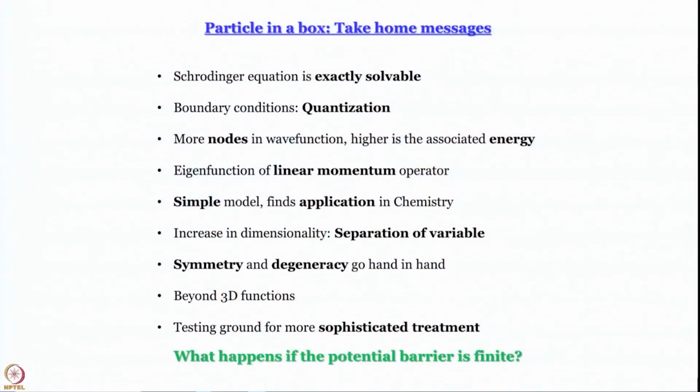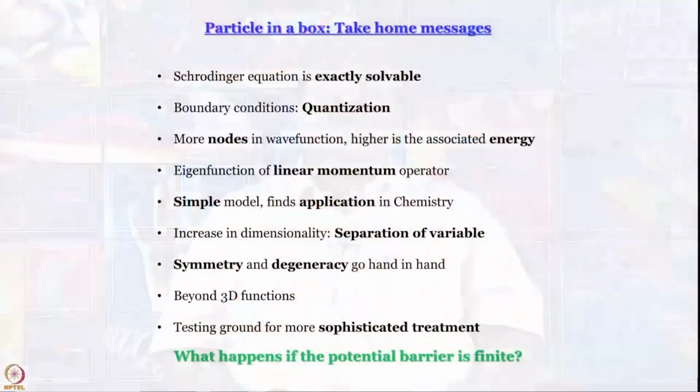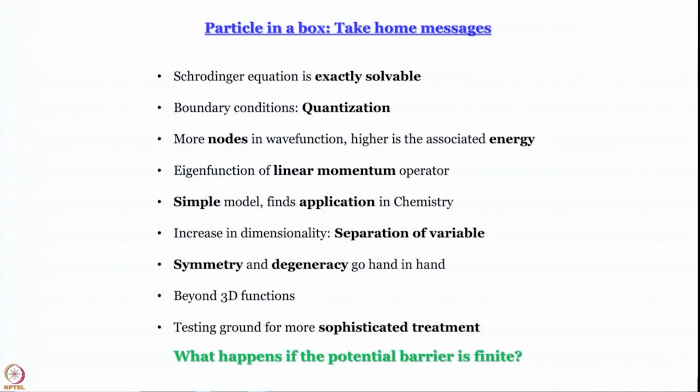Then we have talked a little bit about the eigenfunction of the linear momentum operator. We are going to revise that once again today. The reason why particle in a box is interesting, and why it is taught in chemistry, is that even though it is so simple, it serves as a very good first approximation for some rather complicated chemical systems, as we have seen already. One more lesson is that when we have more than one dimension, we have to perform separation of variables, like what we have done between spatial and temporal variables earlier. This is again going to come very handy when we talk about, say, the hydrogen atom.